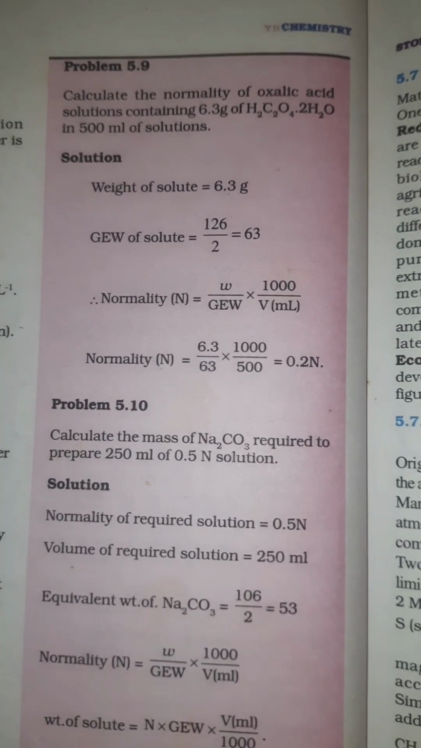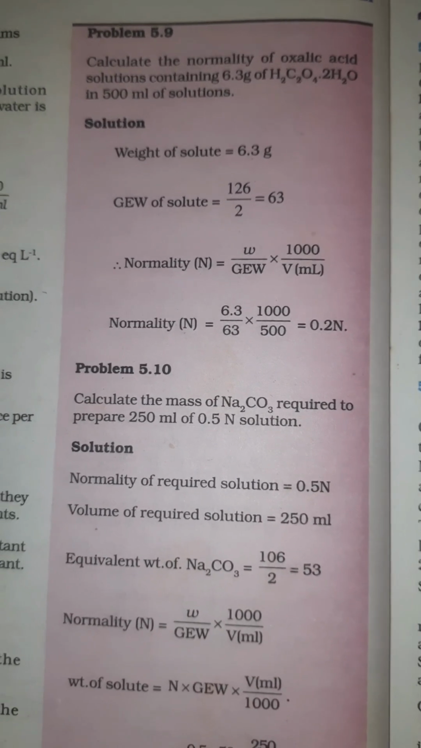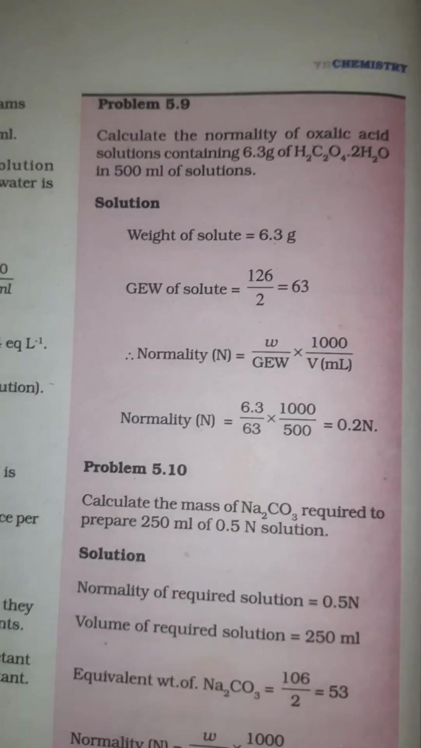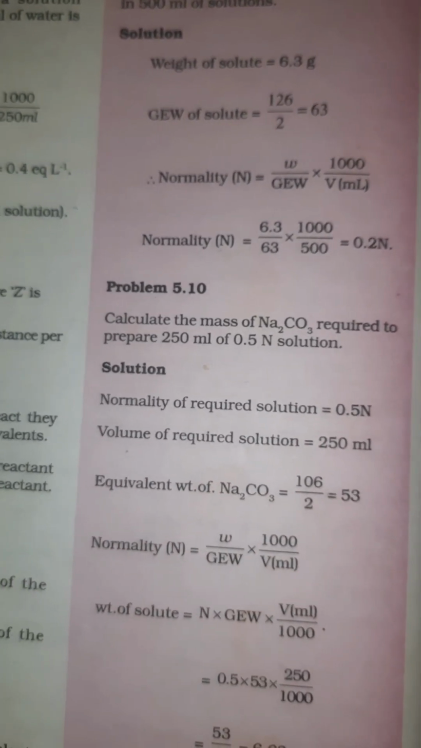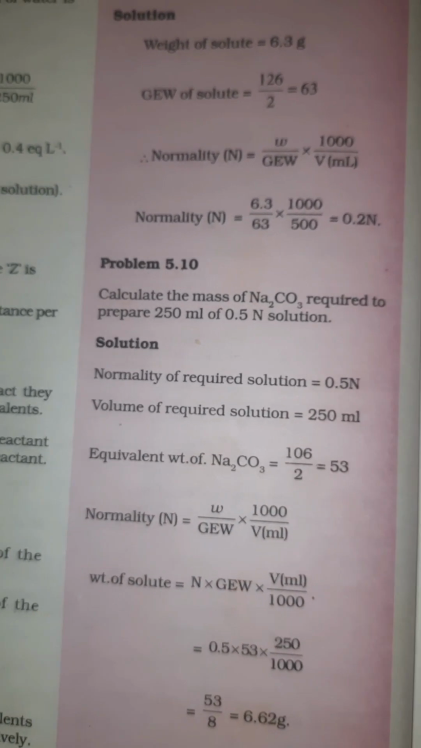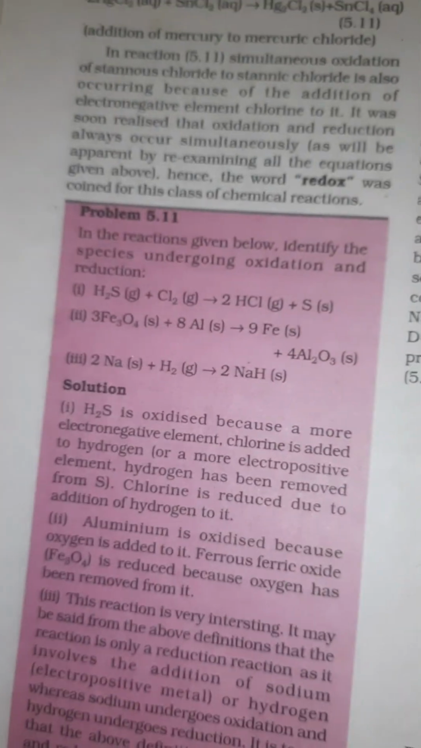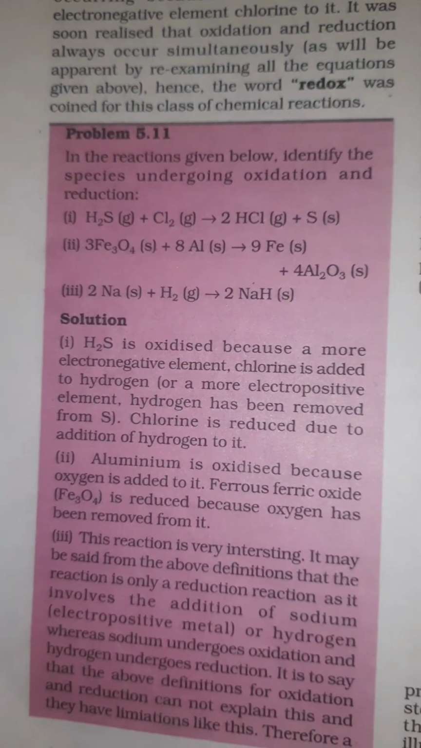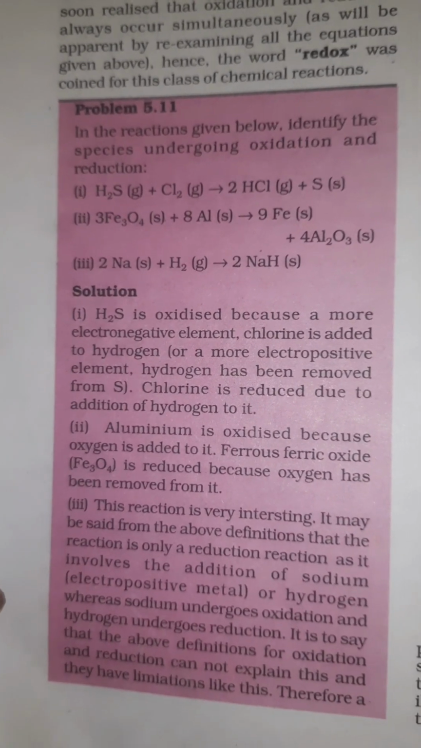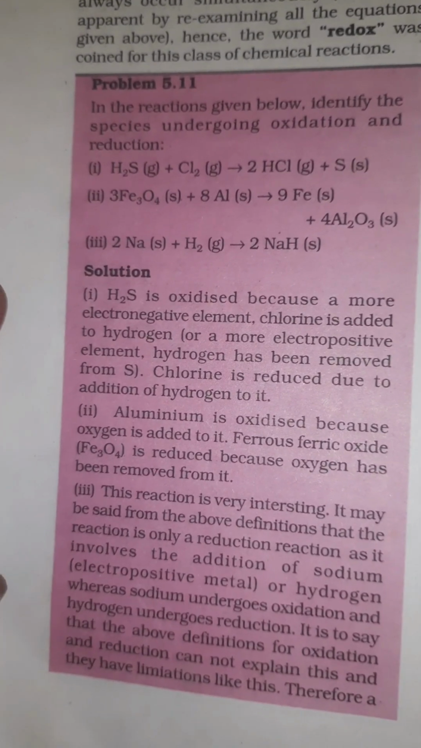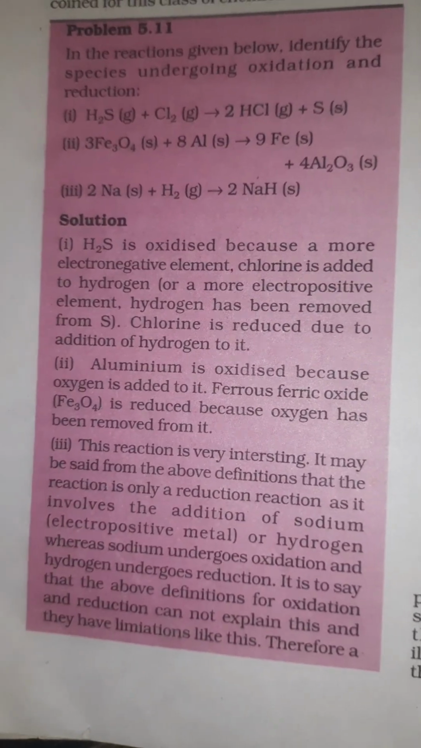Calculate the normality of an oxalic acid solution containing 6.3 grams of oxalic acid. Here, see how the solution is given. Next, calculate the mass of sodium carbonate required to prepare 350 ml of 0.5 normal solution. Check how to do it. 5.11: in the reaction given below, identify the species undergoing oxidation and reduction. Some reactions are given, and how their solution is done is given here, check it.